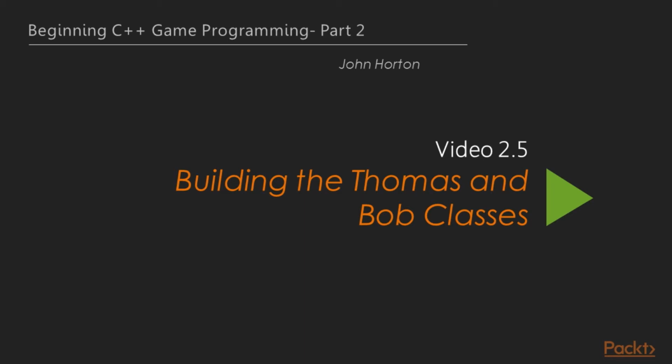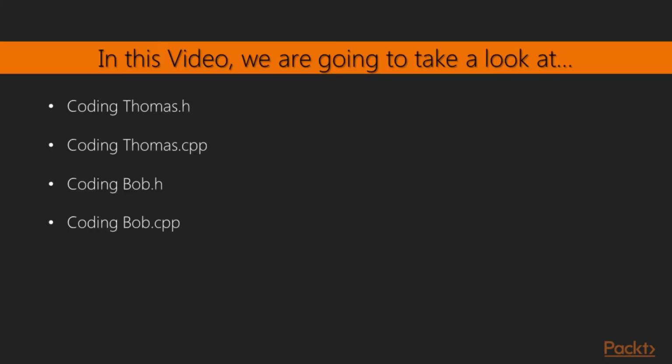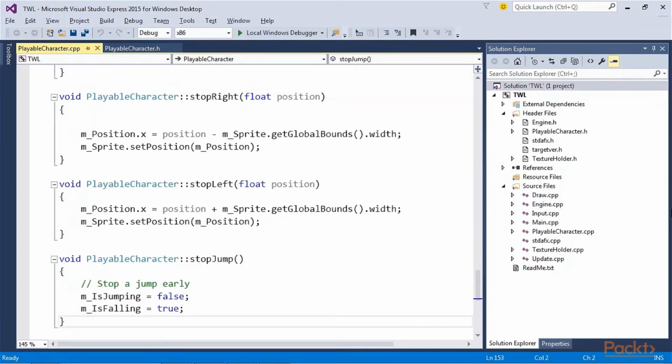In the last video, we looked at building the PlayableCharacter class. In this video, we're going to take a look at coding Thomas.h, Thomas.cpp, Bob.h, and Bob.cpp. Now we get to use inheritance for real. We will build a class for Thomas and a class for Bob. They will both inherit from the PlayableCharacter class we just coded. They will then have all the functionality of the PlayableCharacter class, including direct access to its protected variables. We will also add the definition for the pure virtual function handleInput. You will notice that the handleInput functions for Thomas and Bob will be different.